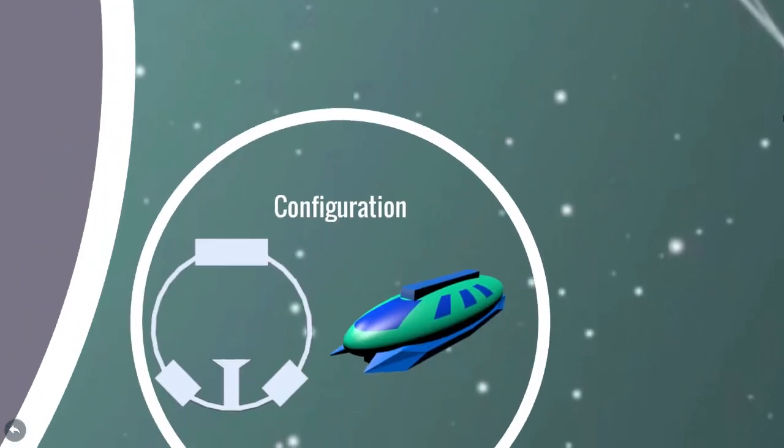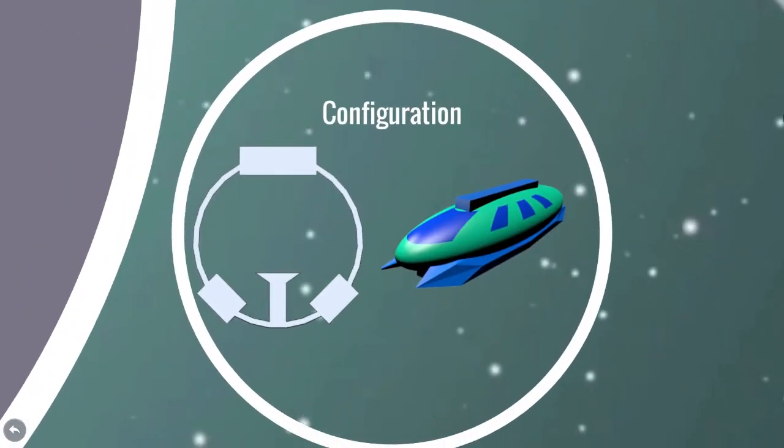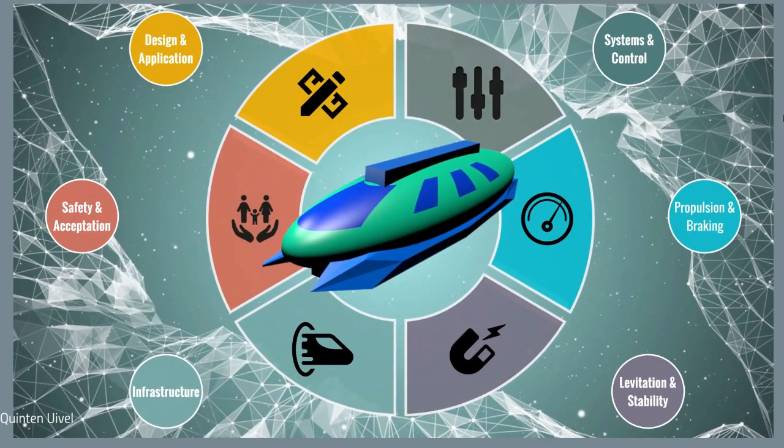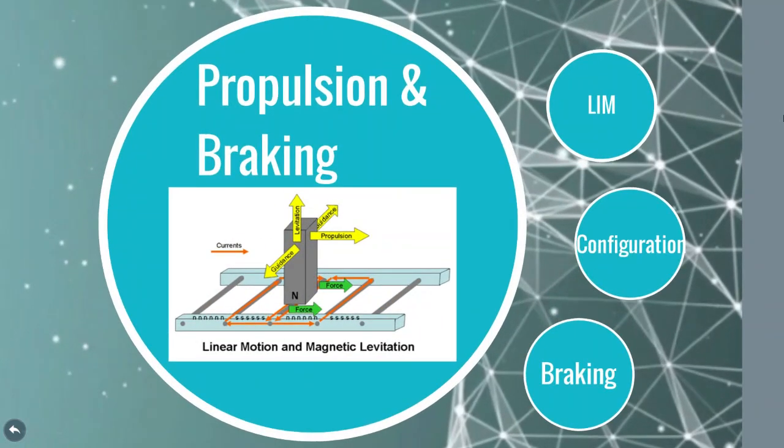To keep the pod in place at high speeds, thus keeping it stabilized, the coils are placed in a T-like foundation, which can also be used for propulsion and braking. Propulsion and braking. There are many ways to exert thrust, but for my concept of the Hyperloop, LIMs are used, which stands for linear induction motor. This motor is a combination of linear motion and magnetic levitation, propelled by the magnetic field and the current.